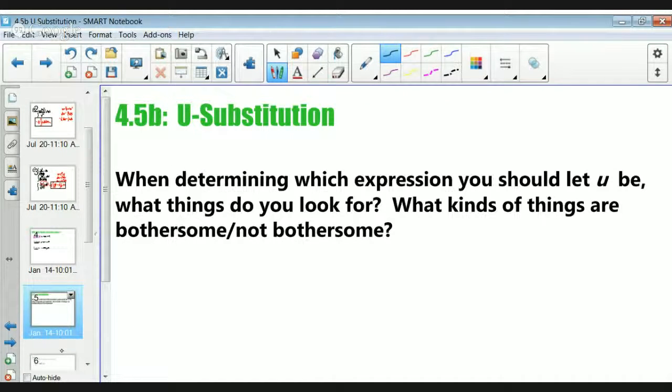Okay. All right, so let's go ahead and start on section 4.5b. I'd like for you to pause the video, talk with someone around you from your pattern recognition worksheet from last time. Answer these questions for me. When determining which expression you should let u be, what are some things you look for? What kinds of things are bothersome or not bothersome? Go ahead and pause, and then we'll regroup for discussion.